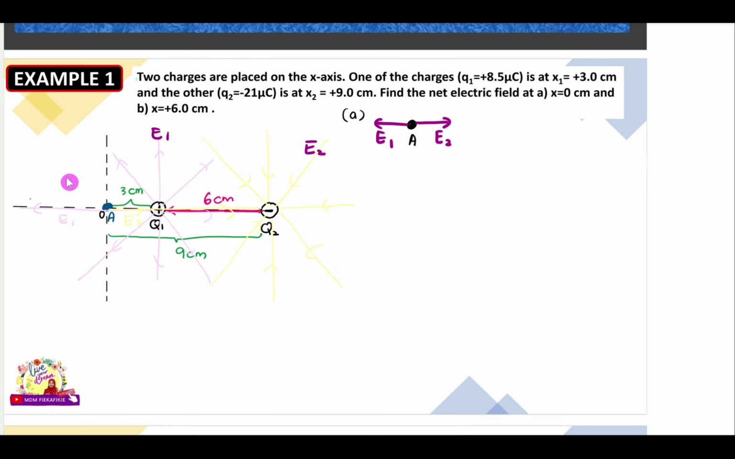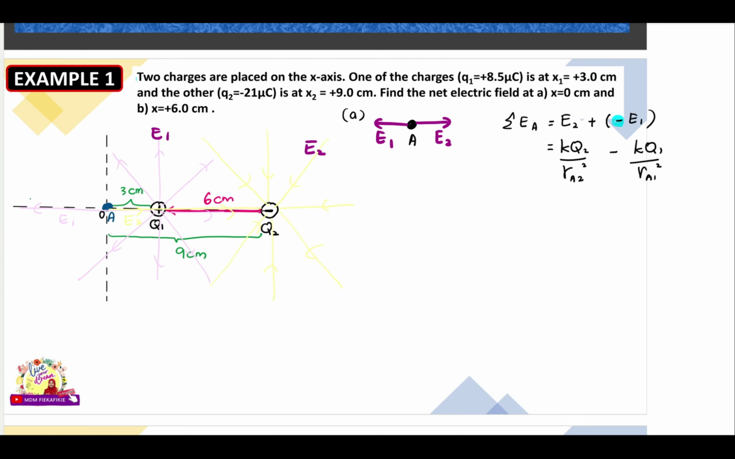So, now in order to calculate the net electric field ataupun total electric field, kita tulislah EA. Total electric field at point A is equal to E2 is to the right, so positive E2, plus negative E1. Okay, so sekarang E1 ni adalah negative. So we can substitute. Itu formula dia apa? KQ2 over R, jarak antara point A dan juga second charge, square jangan tertinggal, minus KQ1 over RA1 square.